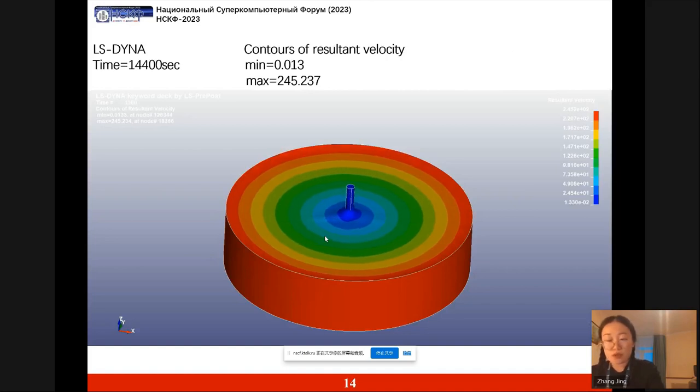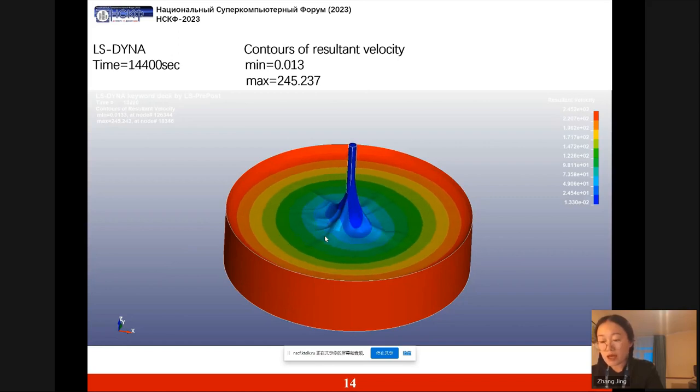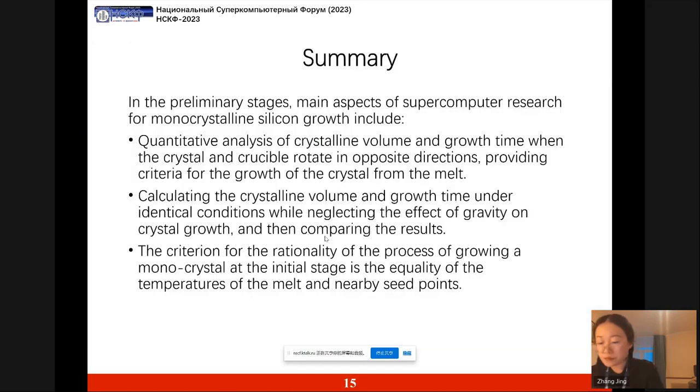This calculation was performed over 14,400 seconds in Elastina, yielding the resultant velocity distribution for a duration of 4 hours, including both minimum and maximum values. The information is highly valuable for understanding the dynamic behavior of the system and the potential events that may occur during the simulation process.